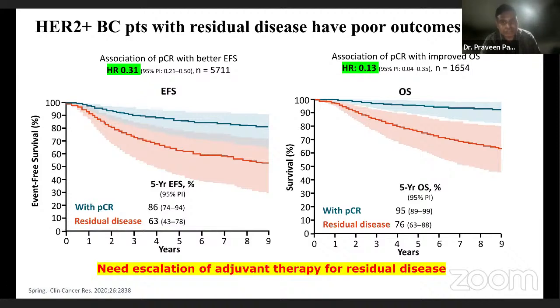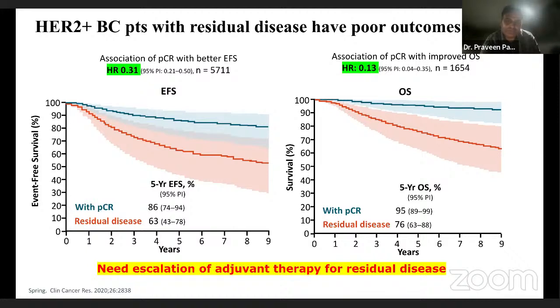And the same is true with the OS data also. Patients who got the PCR have 95% OS survival, compared to around 75% in patients who do not get the PCR, a difference of 20%.